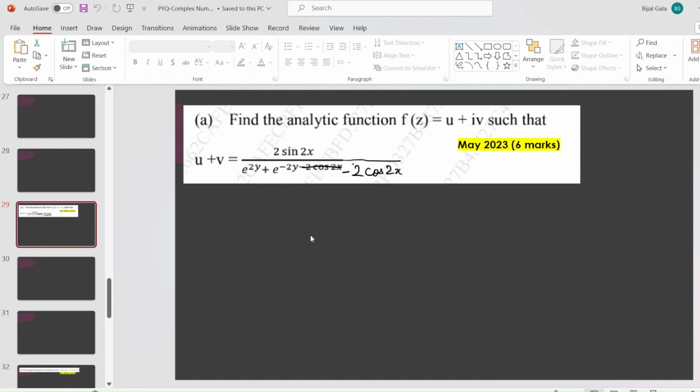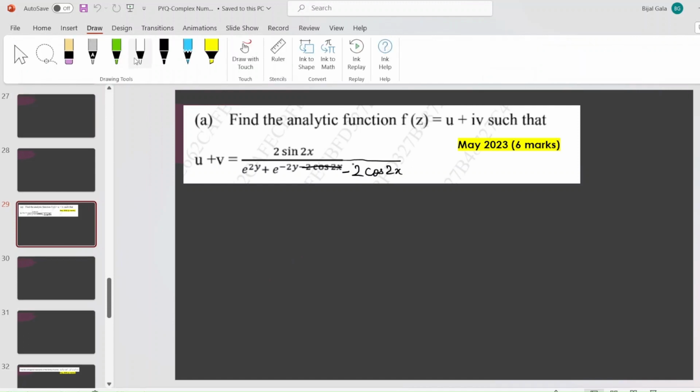You can see again the question is to find the analytic function f of z, which is in u plus iv format. Now look at the difference in the given data. For the first question, u was given, the real part. In the second question, v was given. Now in the third question, u plus v is given to you. This is again a question from the university papers. It appeared in May 2023 for 6 months.